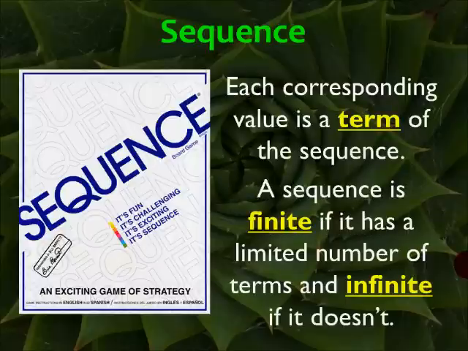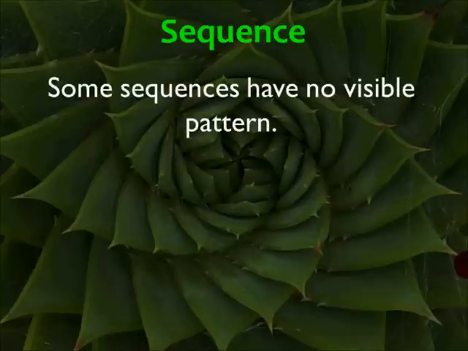A sequence is finite if it has a limited number of terms and infinite if it doesn't. So, a finite sequence has an end, an infinite sequence does not have an end. That's basically what you need to know. And those are terms you should hopefully know outside of math as well.